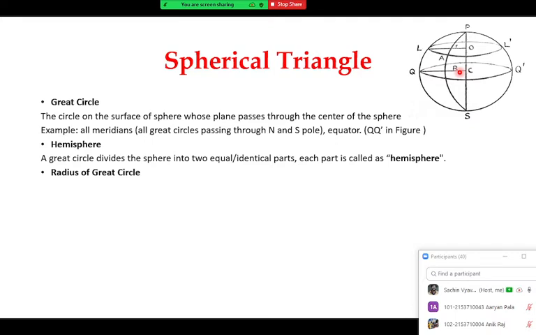Radius of a great circle. Yes, anyone? What is the radius of a great circle there? So CQ. CQ is a radius of the great circle, and that is always equal to the radius of the sphere. So the radius of a great circle and the radius of the sphere are always equal. Then only it is a great circle. Otherwise, this LL dash is not a great circle. You can consider it as a small circle. That is not a great circle actually.